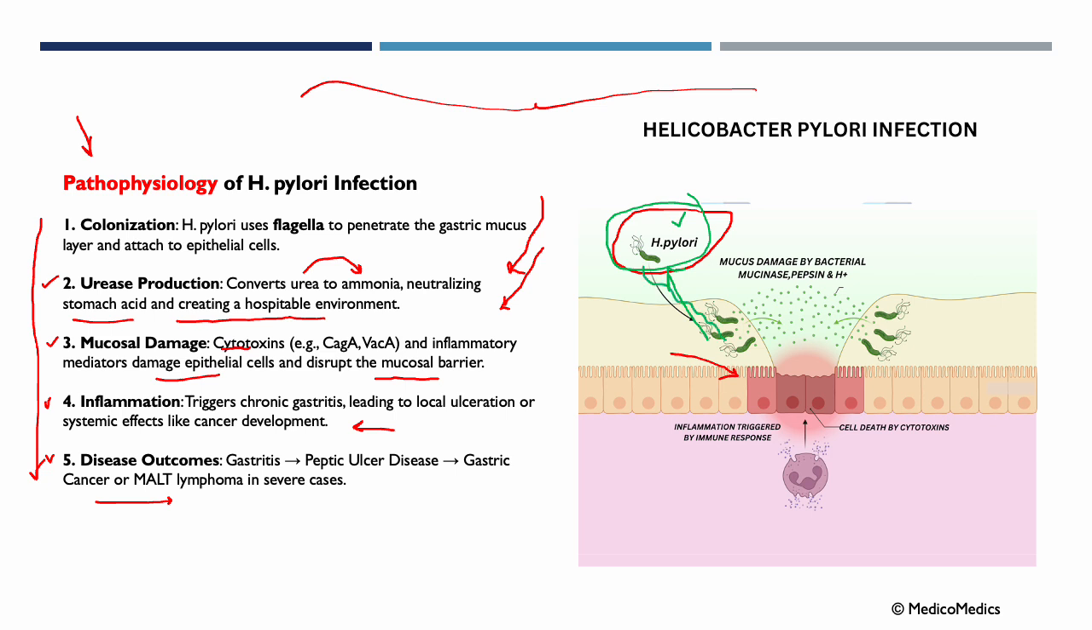Now we need to be interested in how it does that. We realize that it has an enzyme that converts urea to ammonia. This will neutralize our stomach acid. Now we understand that the acidity, the protective environment of our stomach, has become compromised, and this will make the H. pylori continue to thrive. But it's not finished, because now it will proceed to continue damaging our epithelial cells or our mucosal barrier. And that's half the story.